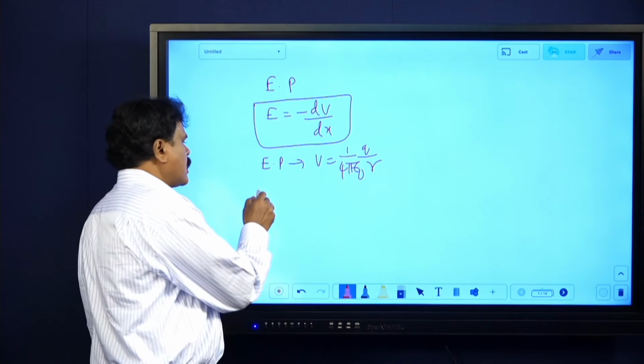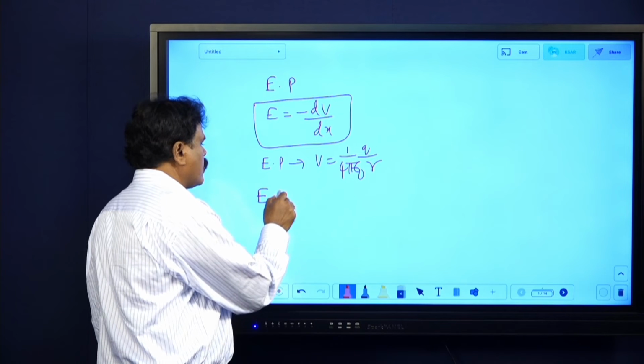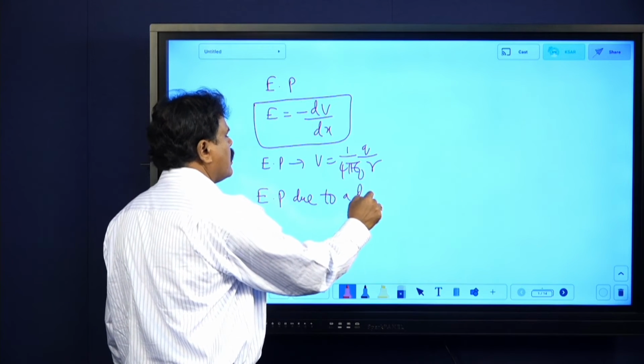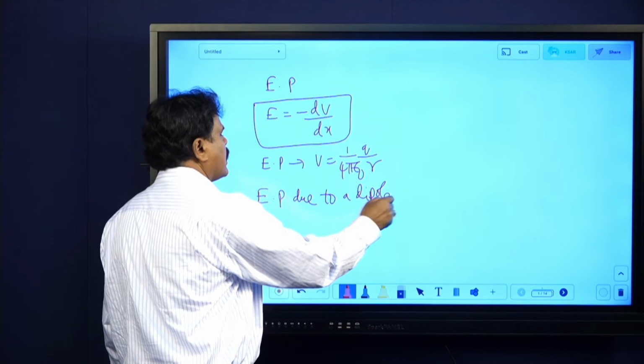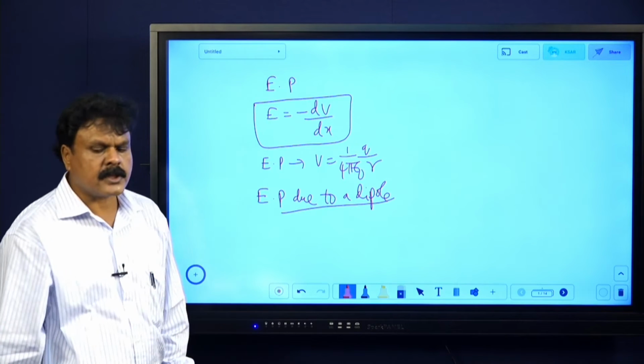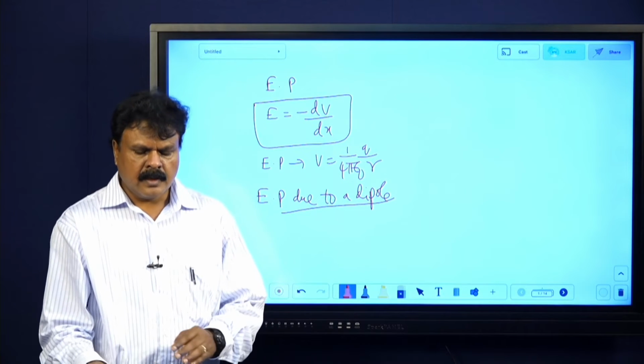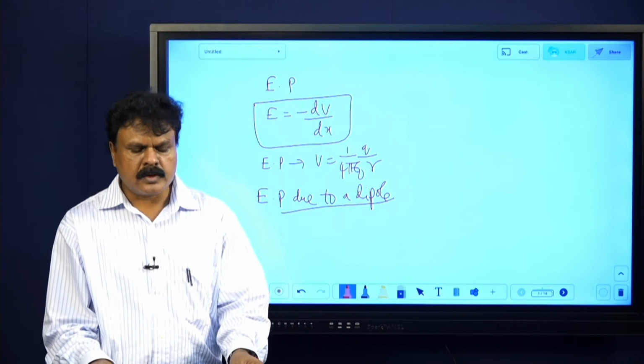Next, electric potential due to a dipole. If possible, try this. Maybe if you feel like this is quite complicated, leave it. But if it comes in the exam, you should not ask me. If it is possible, you can leave that and do some other thing.